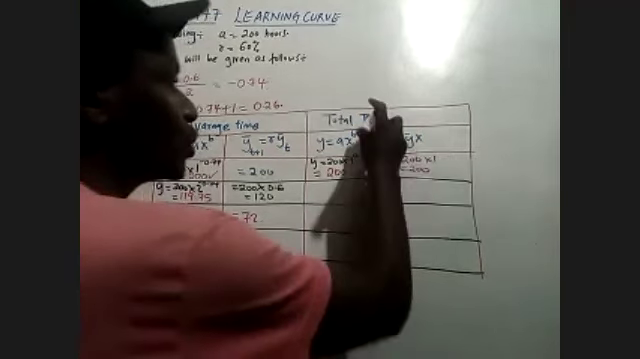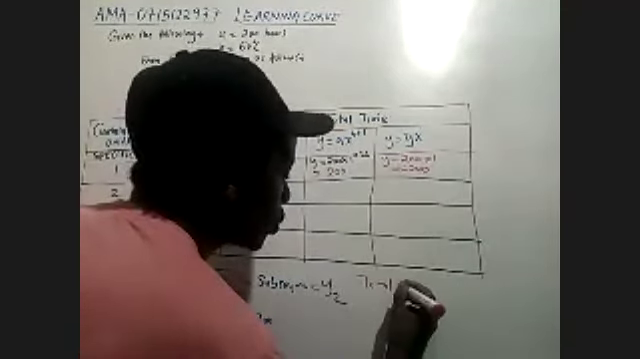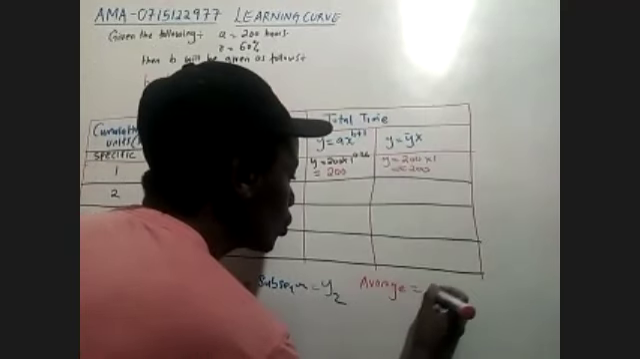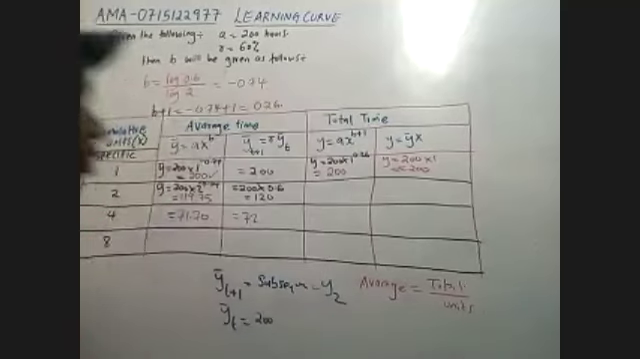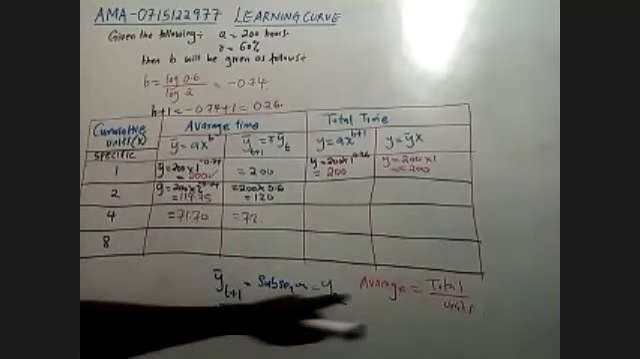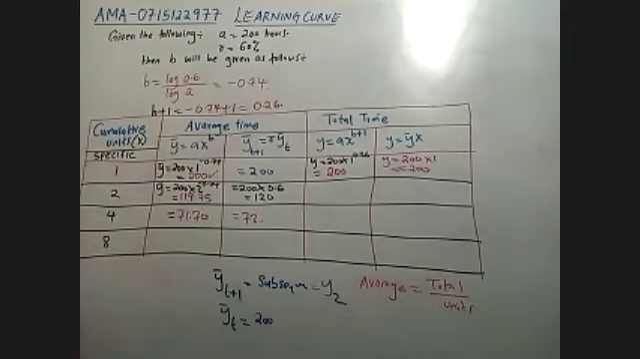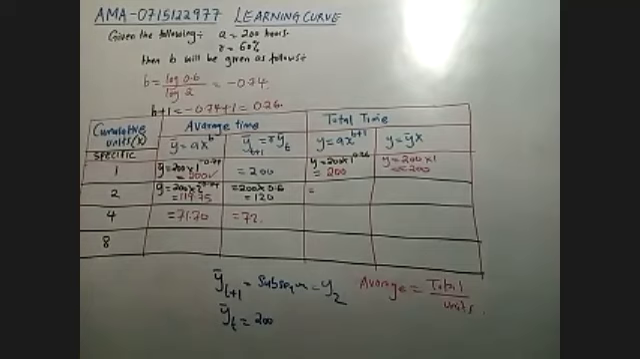In short, when you talk about average, average is equal to total divided by units. Now we have our average, 200, and we have our units. So for us to get the total, we multiply the average with the units. So 200 times 1. Give me the answer for this one. That one will be equal to what?